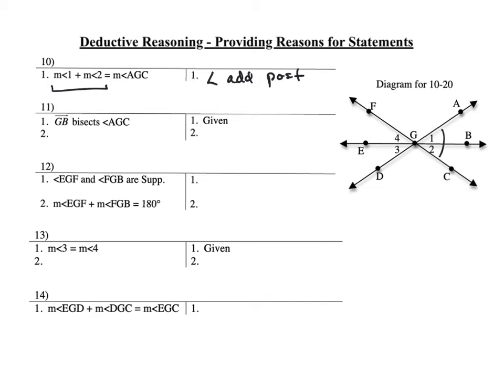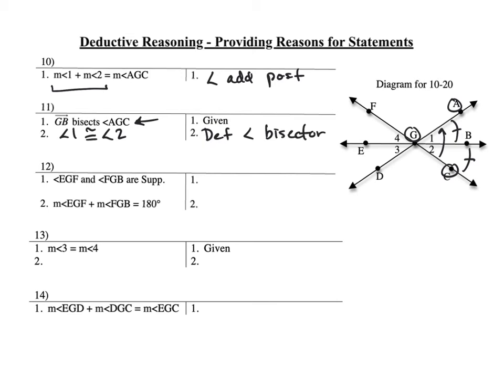Angle 1 and 2 together make AGC. GB bisects angle AGC, so that means that we have two equal angles, and that's what we're going to state. That would be angle 1 is congruent to angle 2. And why do we know that? Because we know what a bisector is. In order to know what it is, we needed a definition. This is the definition of angle bisector.